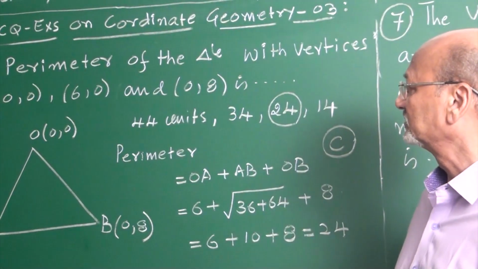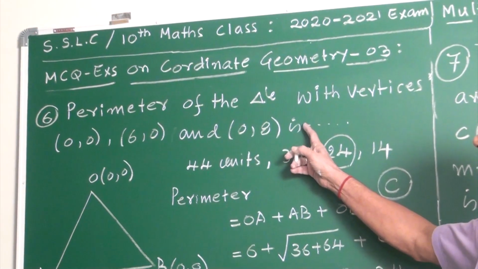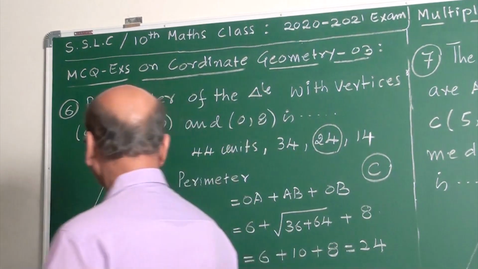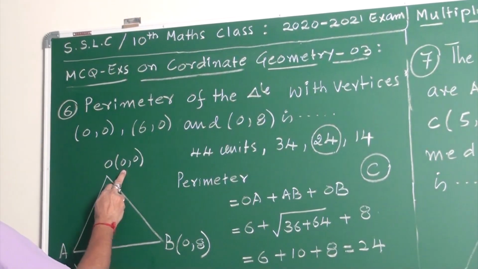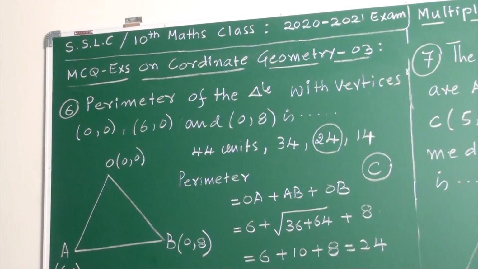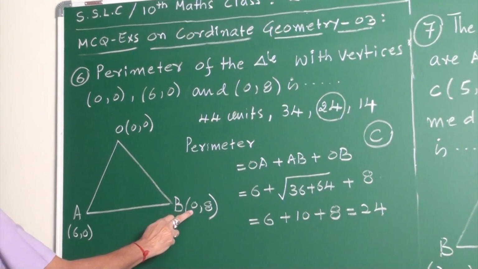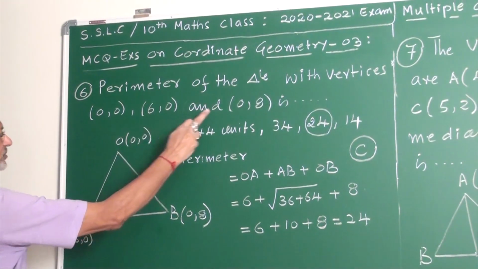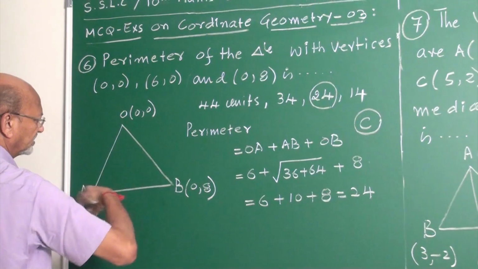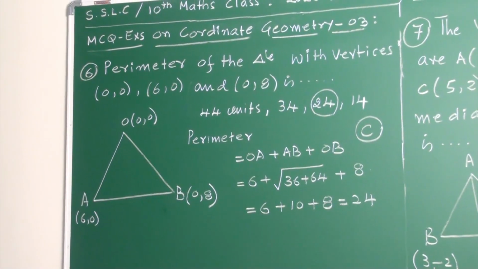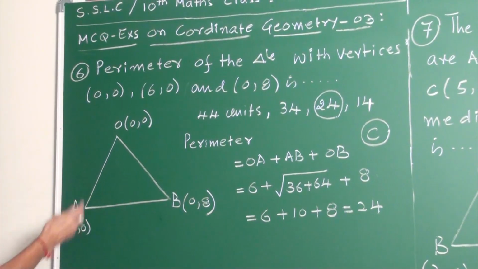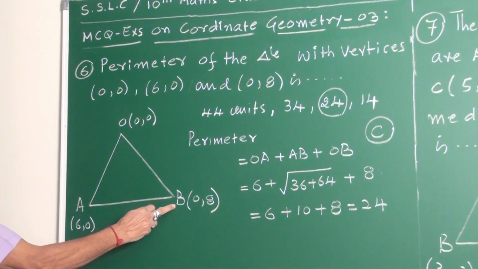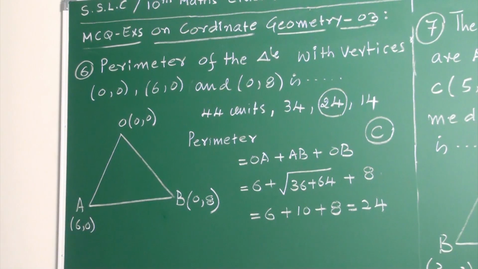Yes, my friends, this is the perimeter of the triangle whose vertices are (0, 0), (6, 0) and (0, 8). These are the vertices. Then what is the perimeter? Sum of the sides. The perimeter of the triangle is OA plus AB plus OB.